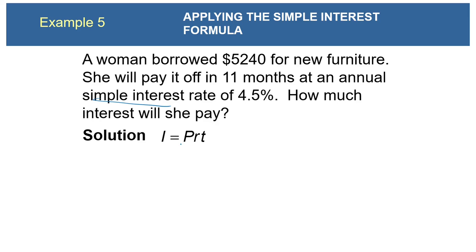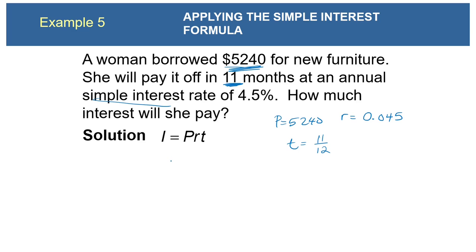First, we have the formula I equals PRT, and we'll have to plug in the values that we do know. We know the principal is $5,240. It's given here. And we know the interest rate is 4.5%, but make sure to convert this to a decimal. So I'm going to use 0.045 because the interest rate has to be in a decimal. The time has to be in years, and 11 months has to be converted to years. So 11 months is 11 out of 12 years.